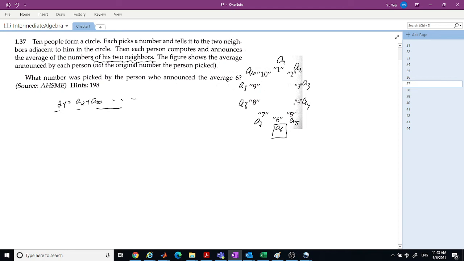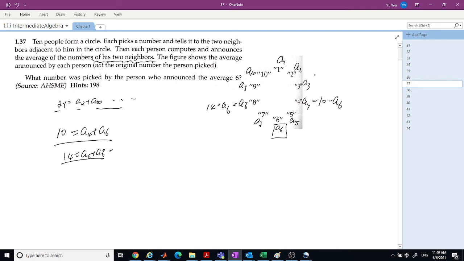So we know the number reported by 5 is 10, which is equal to A4 plus A6. So A4 is equal to 10 minus A6, right? And the number reported by 7 is 14, which is equal to A6 plus A8, right? So A8 is equal to 14 minus A6.